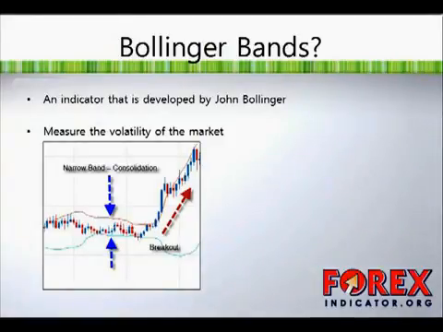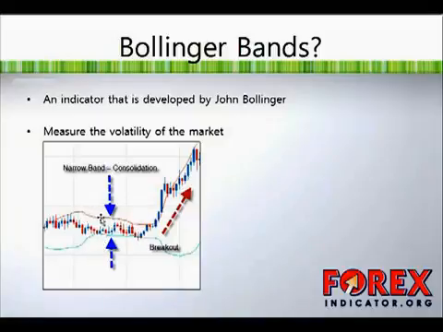Bollinger Band is basically an indicator that's developed by John Bollinger. The whole purpose of this indicator is to measure the volatility of the market. So what do we mean by volatility of the market? As you can see in this picture, this is the Bollinger Band, basically the red and blue color lines.